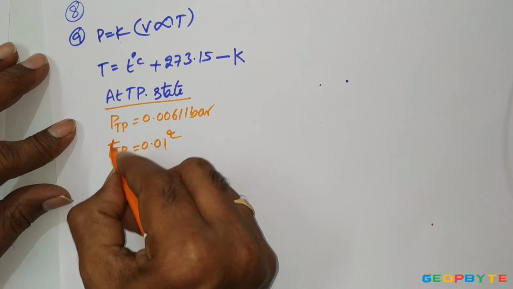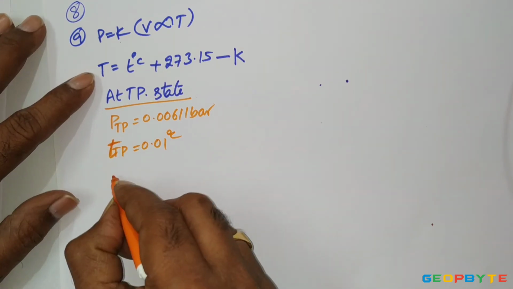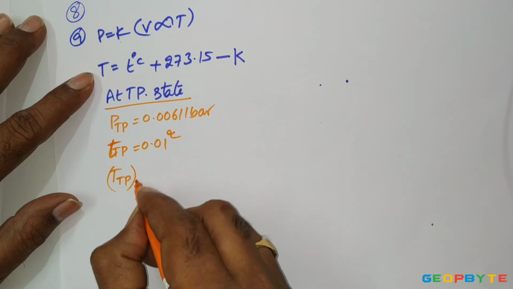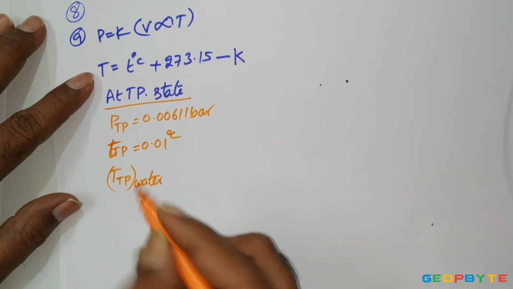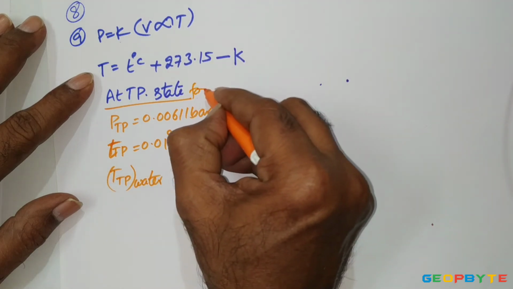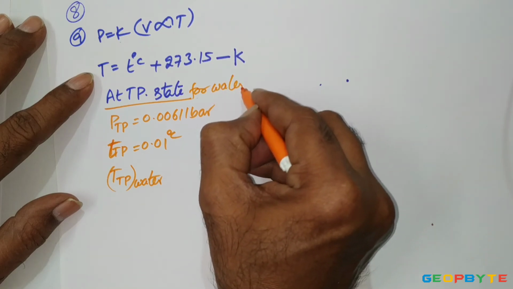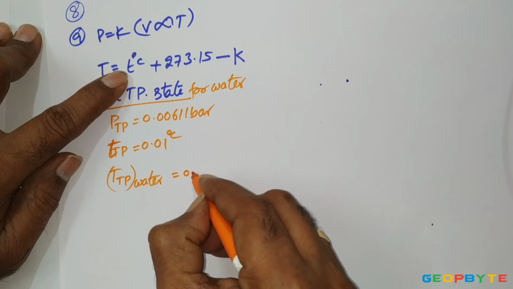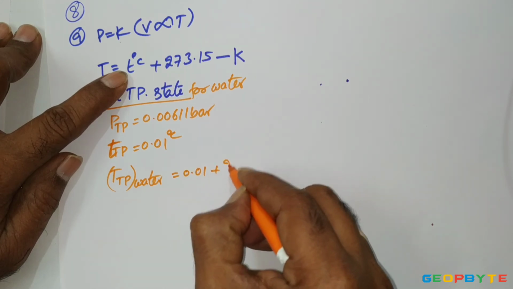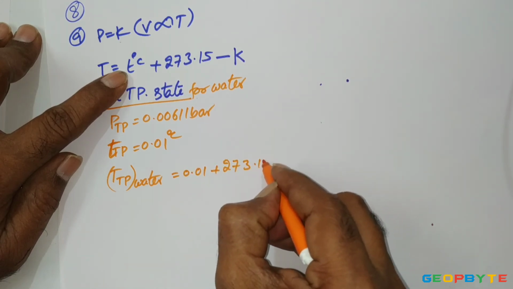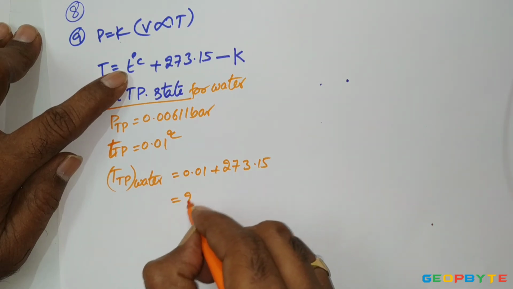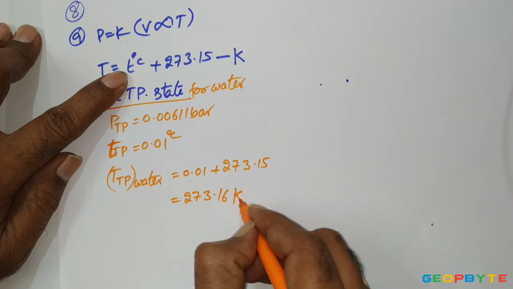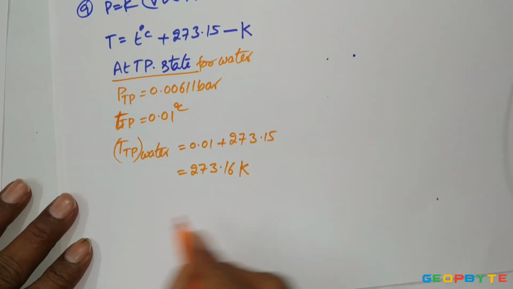This is the thermometer reading because it is in degree centigrade. Then the absolute temperature at the triple point state of water, this information is for water only, equals the thermometer reading 0.01 plus 273.15. It is equal to 273.16 Kelvin.